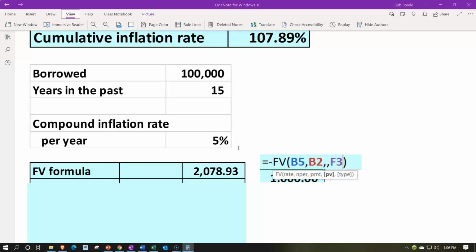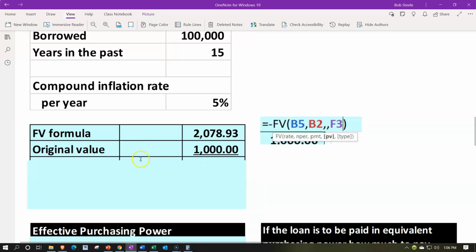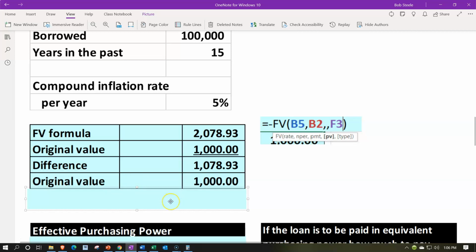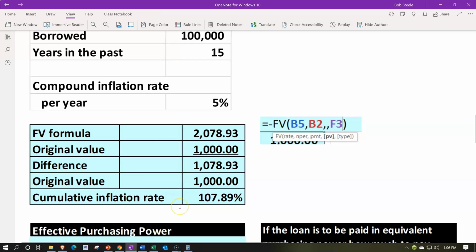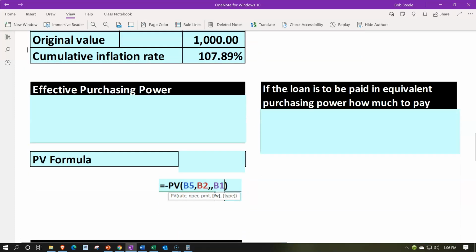Obviously, we calculate that inflation into our decision-making process when we determine the rate of return that we would want to get for a particular investment. But you need to realize the difference when you're talking about just the inflation versus the rate of return that you're going to get on it. So then you can compare that to the 1,000. The difference is going to be the 1,078.93. Compare that to the original value, and that's going to give us our percent increase again, the 107.89. Same thing we got here up top.